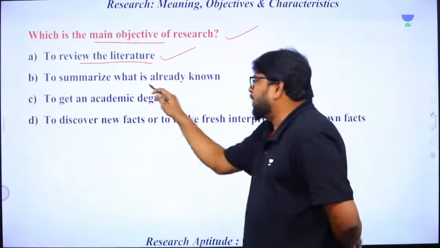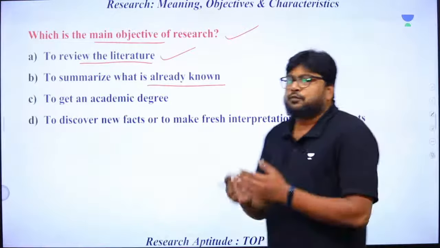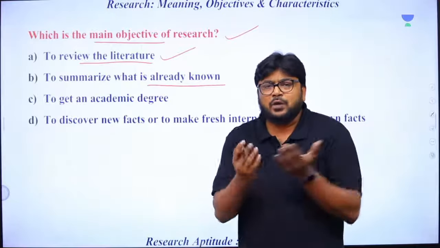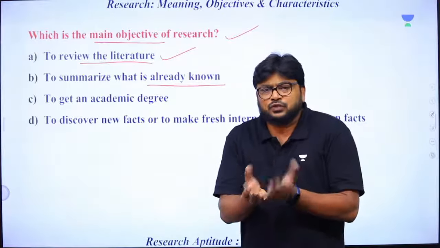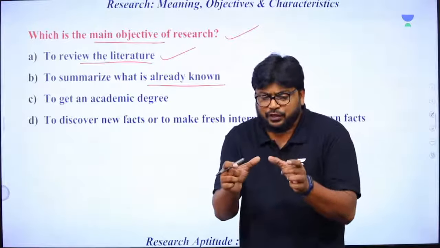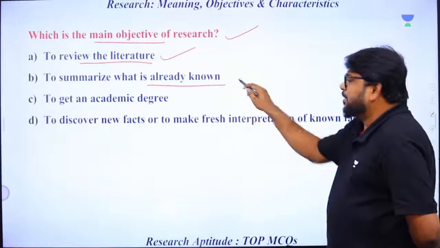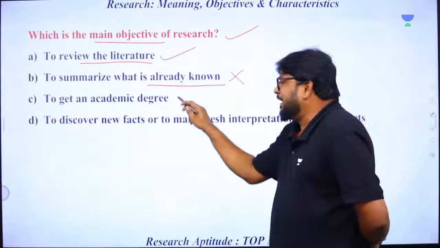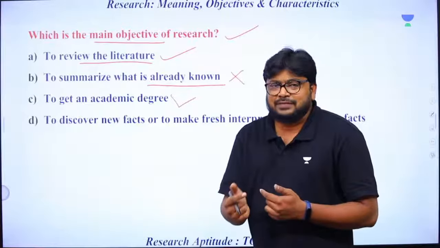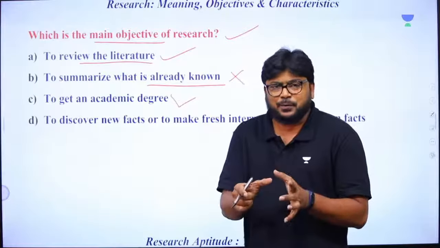To summarize what is already known: if you are just summarizing what is already done by someone, how can it be research? You should project new facts, you should project a solution for your research. So this cannot be the answer. To get an academic degree: no, I am not saying that this is a negative one. It might be correct. It might be an objective of your research program.